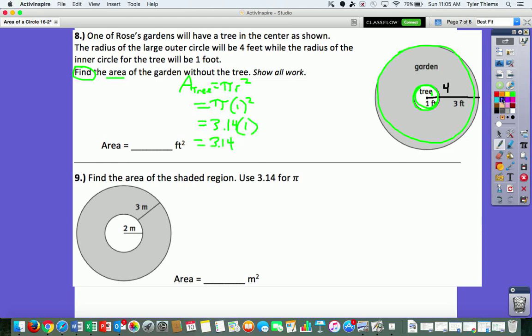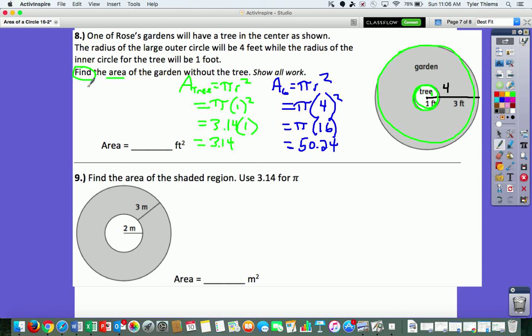Okay, but now if we find the area of the whole big garden, so area of the, I'll put the G for garden, we're going to use the same formula again, pi r squared. So pi, the radius of the big garden is 4, so 4 squared, that means area is equal to 16. So 3.14 times 16. Let's put that one into our calculator, and we should get 50.24.